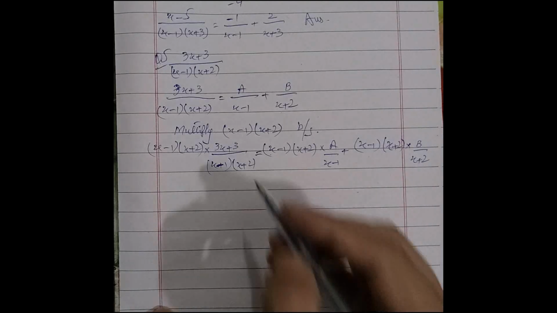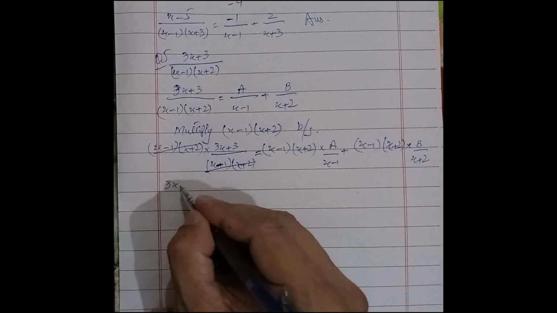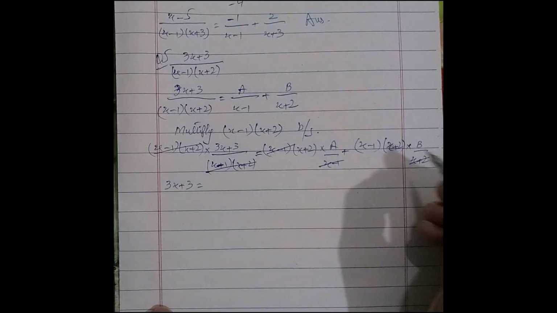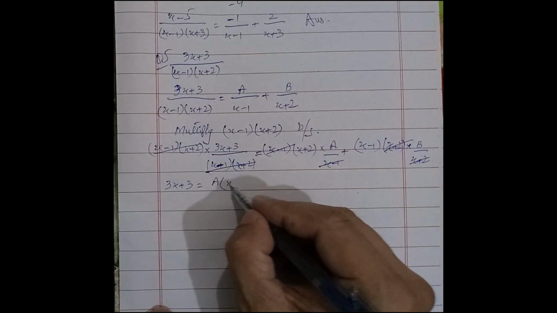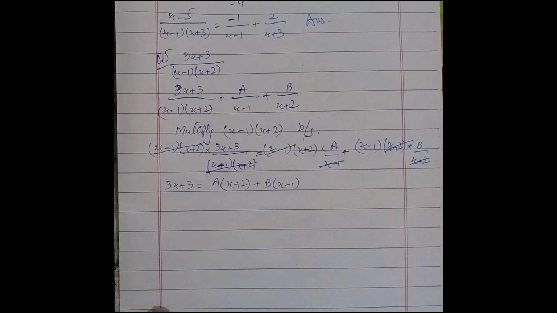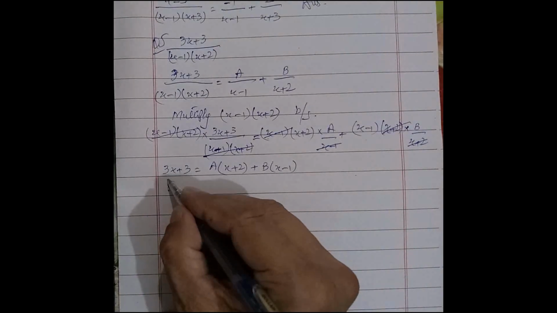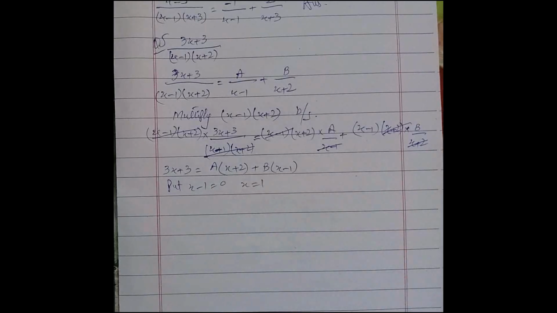Now simplify these two values. Cancel this. We get 3x plus 3 is equal to, x minus 1 cancels with x minus 1 and x plus 2 with x plus 2, and we get a into x plus 2 plus b into x minus 1. And now we put the factors of the equation equal to 0. Put x minus 1 is equal to 0 and x is equal to 1.